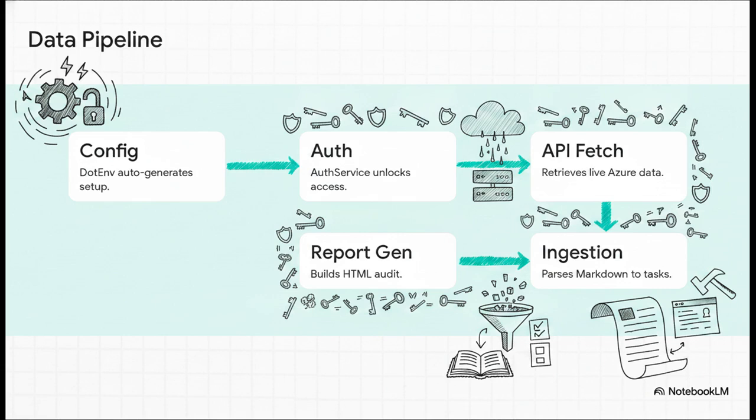fetch. This is where your live Azure data gets pulled in to feed Node 4, the ingestion engine. Finally, all of that processed data flows down to our terminal node, report generation, outputting a completely dependency-free HTML audit. It is just a perfectly linear, seamless handoff of data.